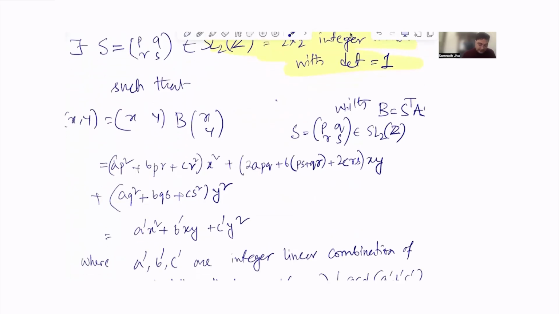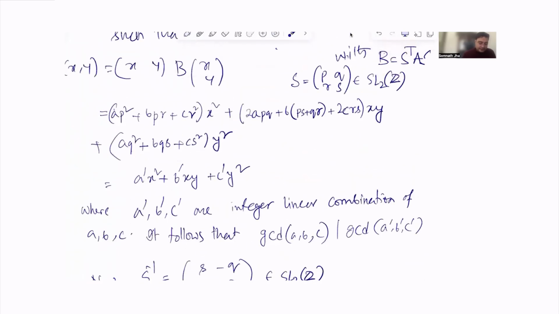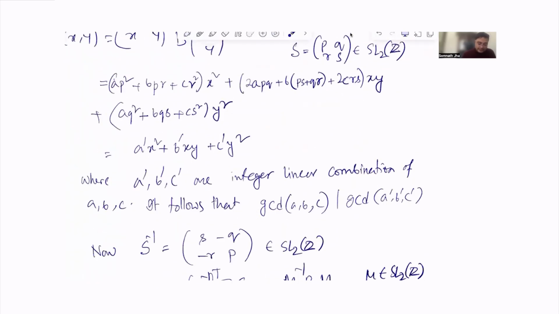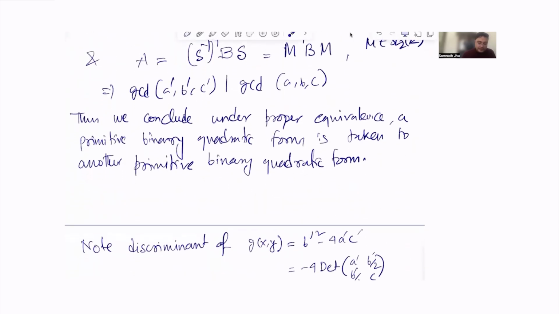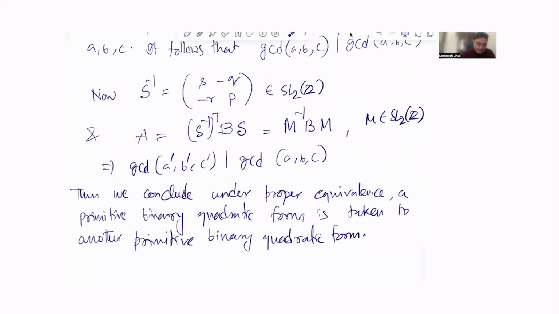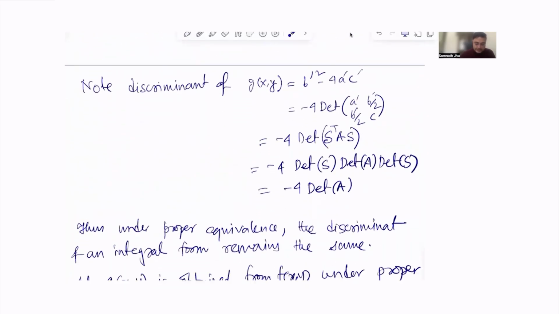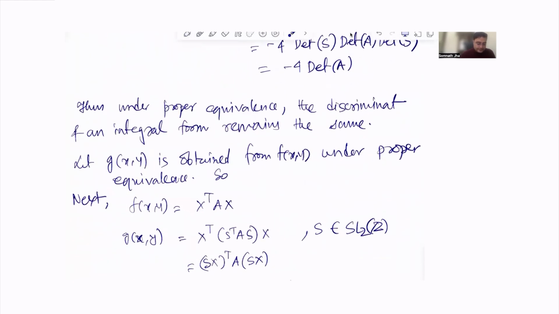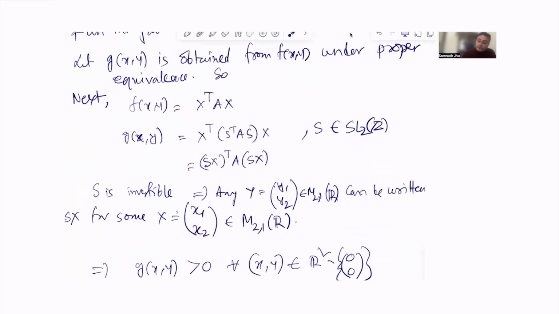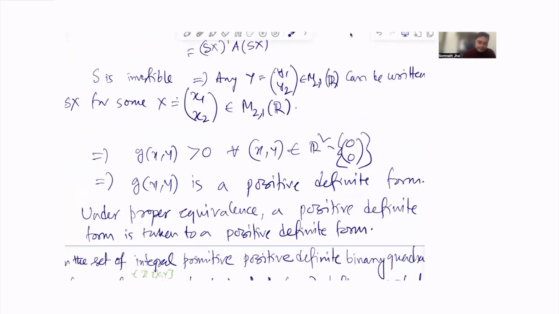The corresponding form looks like a′x² + b′xy + c′y², and obviously you can explicitly write down what a′, b′, c′ are. Proper equivalence is an equivalence relation. A form is said to be primitive if gcd(a, b, c) is 1. Proper equivalence maintains primitiveness and keeps the discriminant, so the discriminant remains the same, the primitive form remains primitive, and positive definiteness is also maintained.